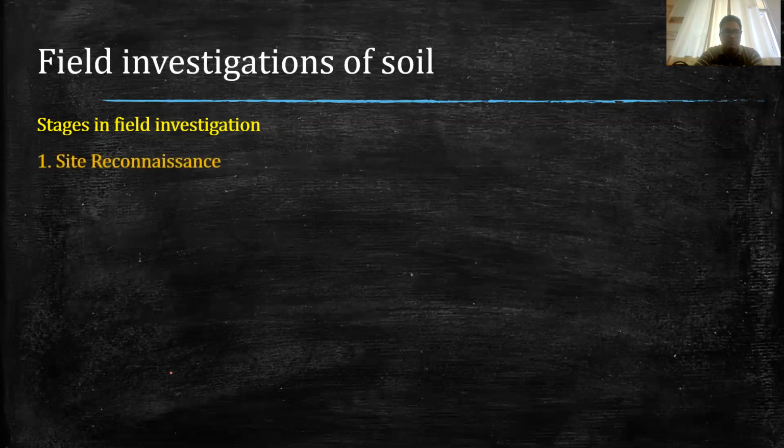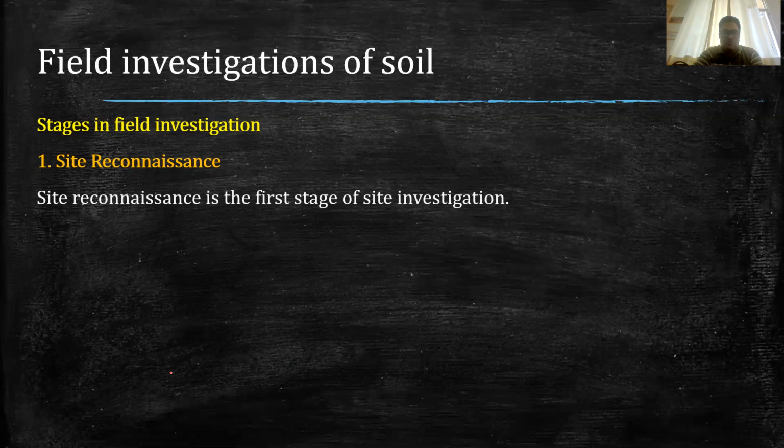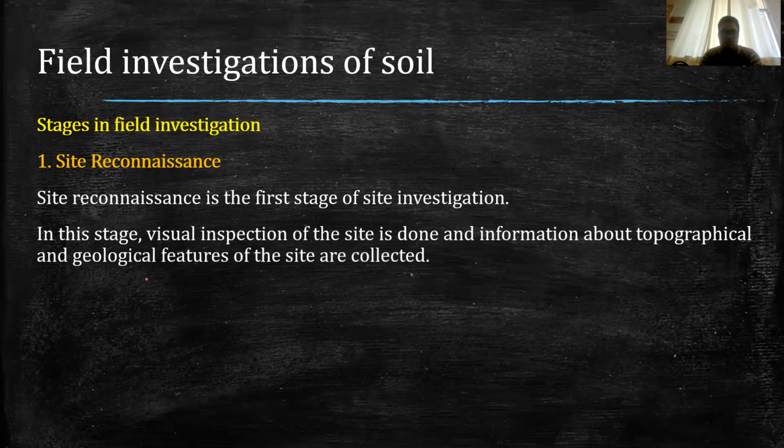So first, talking about the site reconnaissance. In this, we try to find out the soil. We do some visual inspection of the soil. Generally, as I said, visual inspection of the site is done in this stage. And what are the topographical features of the area where we are going to construct any building, and also what are the geological features of the site. So all these things are collected in this site reconnaissance.